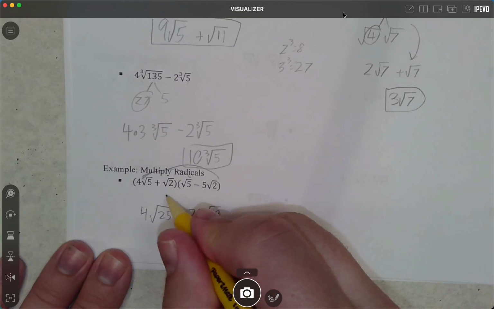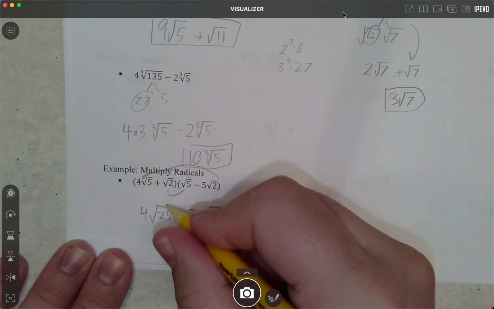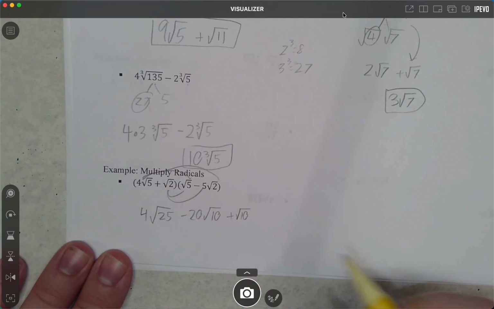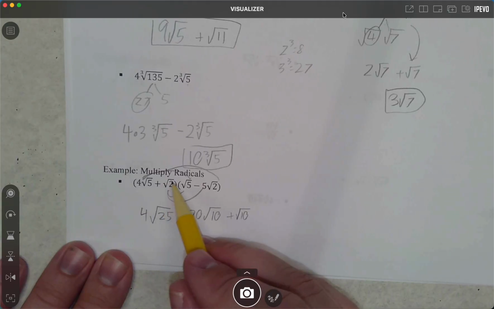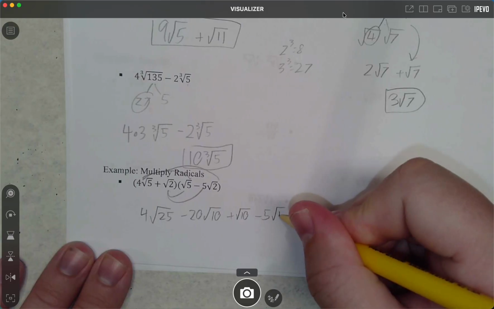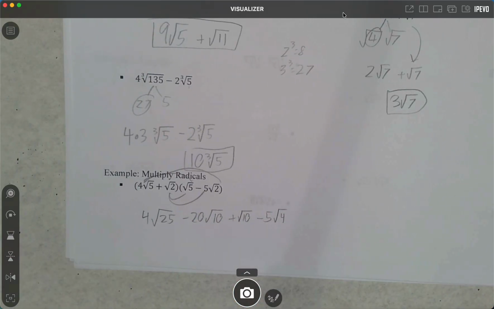So let's see what happens. Root 2 times root 5 is just a positive root 10, and a 1 out front because they both had 1s, or in other words, an invisible 1. And then an invisible 1 times a negative 5 root 2, that's going to be a negative 5, and then root 4, because 2 and 2 make 4 when you multiply them on the inside of the root.